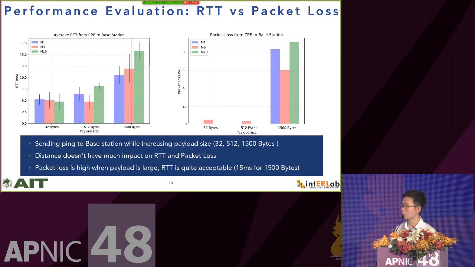The second parameter that we want to measure is RTTs or latencies, and also packet loss. We use a simple ping application to send ping messages to the gateway, to the server, to the TV white space base station. We tried increasing the payload size from 32 to 512 and then 1,500 bytes. We found that distance does not have much impact on the RTT. For each location and each payload size, the RTT is quite similar. But packet loss matters, because when we increase the payload size to the maximum, 1,500 bytes, the packet loss increases significantly.